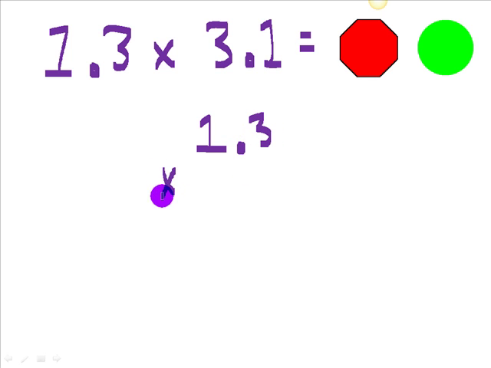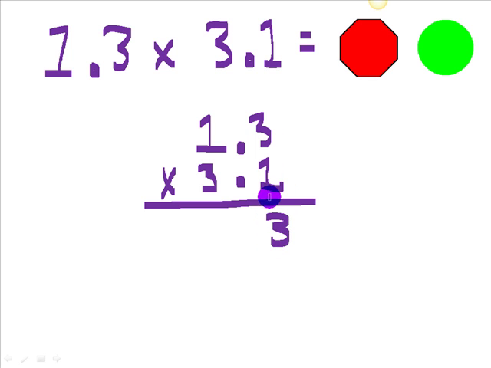1.3 times 3.1, and I'm going to multiply it. Notice that I put my last digit as far to the right, so they're lined up. So I have 1 times 3 is 3. 1 times 1 is 1.